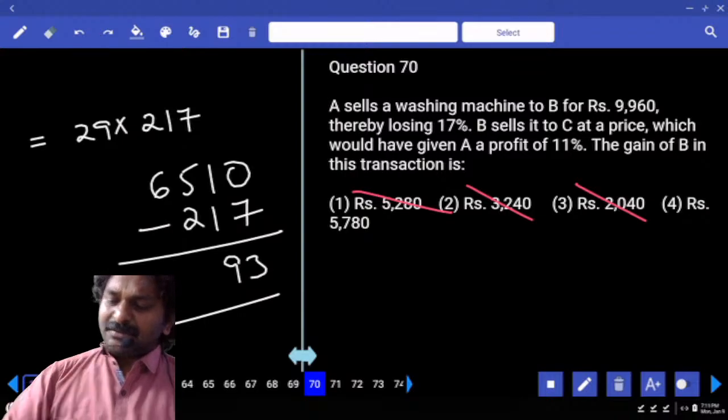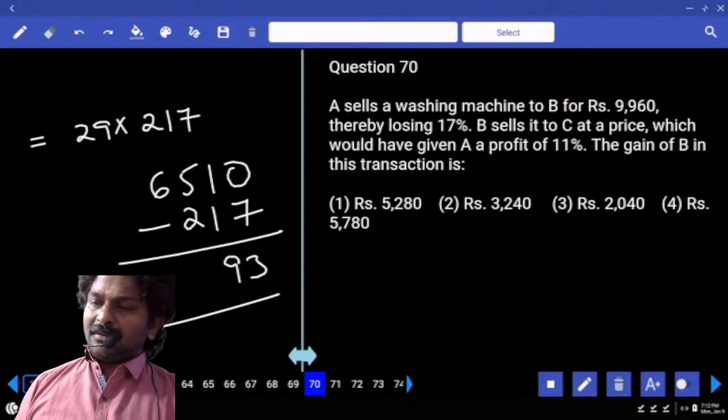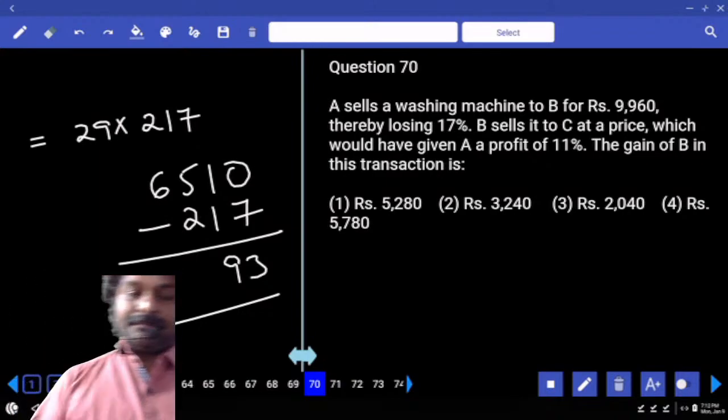Even then it is not possible. 49 38 no. 28 44. Come on, how is it possible? Let's see.